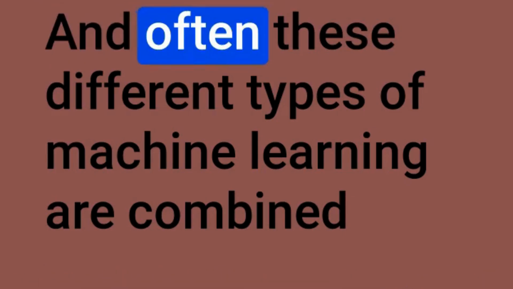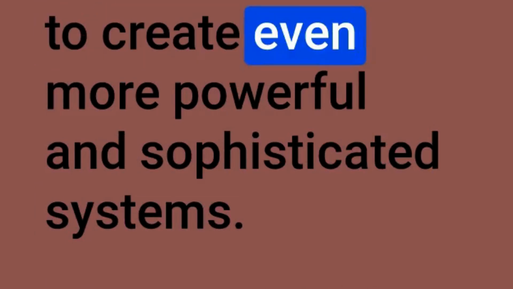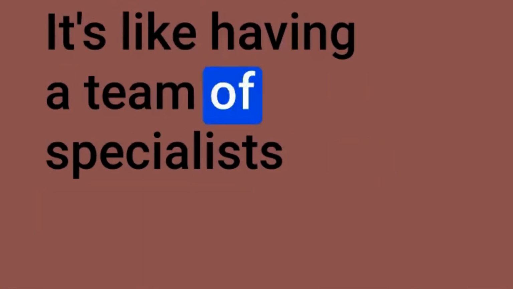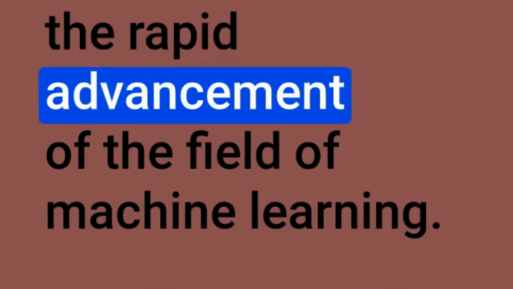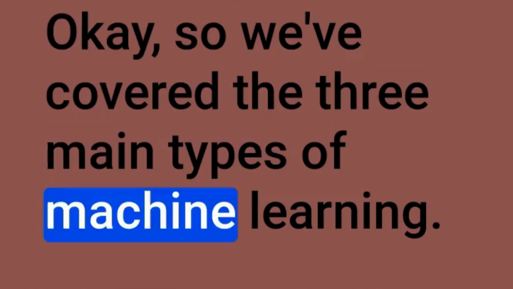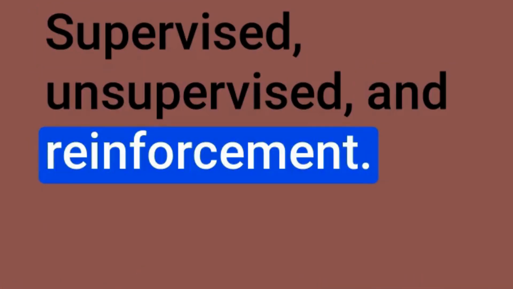They do. And often these different types of machine learning are combined to create even more powerful and sophisticated systems. It's like having a team of specialists working together to solve a complex problem. That's a great analogy. And this collaborative approach is what's driving the rapid advancement of the field of machine learning.